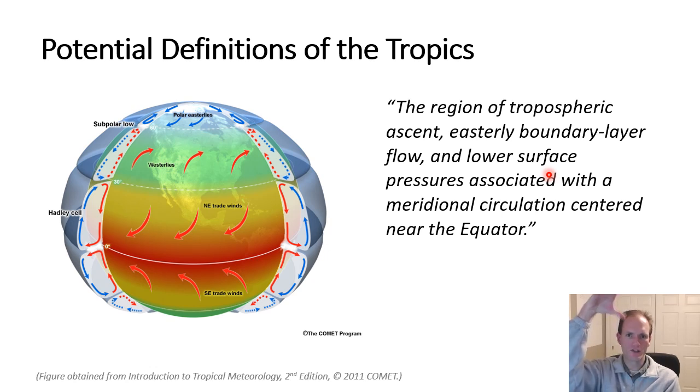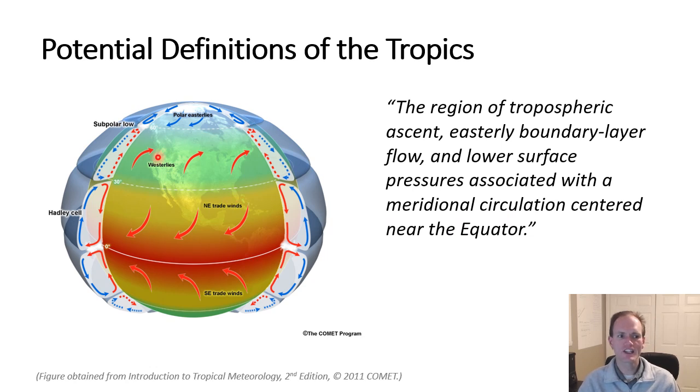so very low pressure near to the surface associated with that warm tropospheric column that we described a few slides previously, with a meridional circulation. So we use this word meridional quite a bit here in the first part of the semester. So that's related to a meridian, which is a line of constant longitude. So when we talk about meridional, we're talking about a circulation that is in the north to south direction, centered here near to the equator.